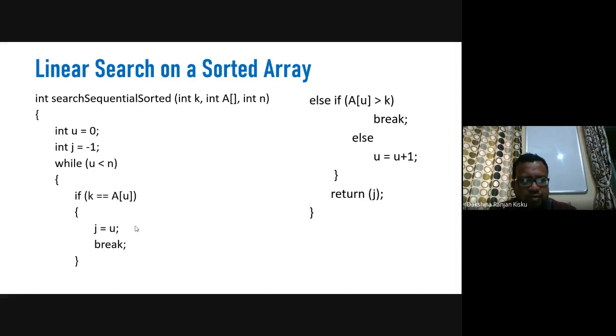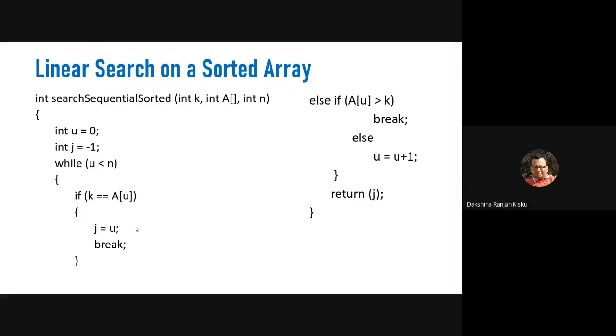As long as u is found to be less than n, we can compare the given key value with the first element at the zeroth position, and if a match is found, then we assign u, the index position of the element, to j, and then we break the while loop. Otherwise, we compare the element at the zeroth position with k again. If the element is found to be greater than k, we break the loop. Otherwise, we go for the next element.